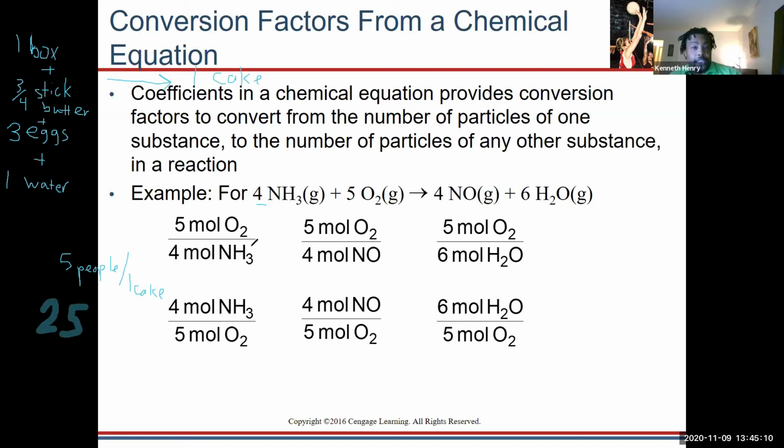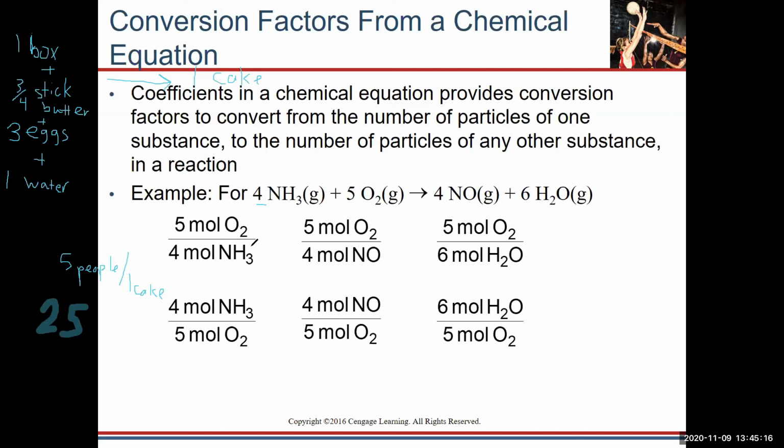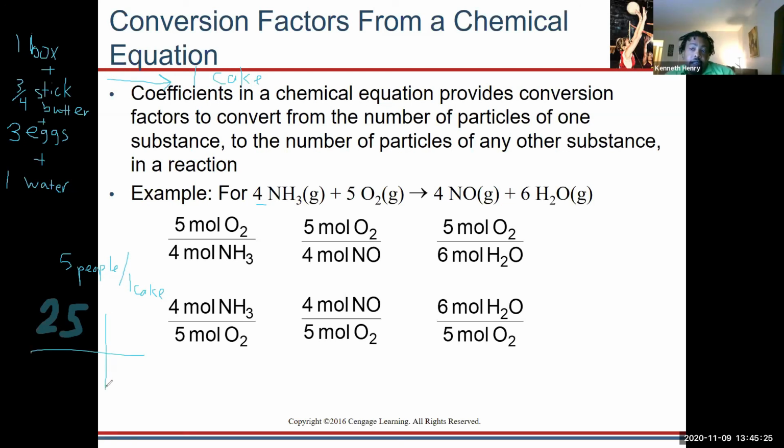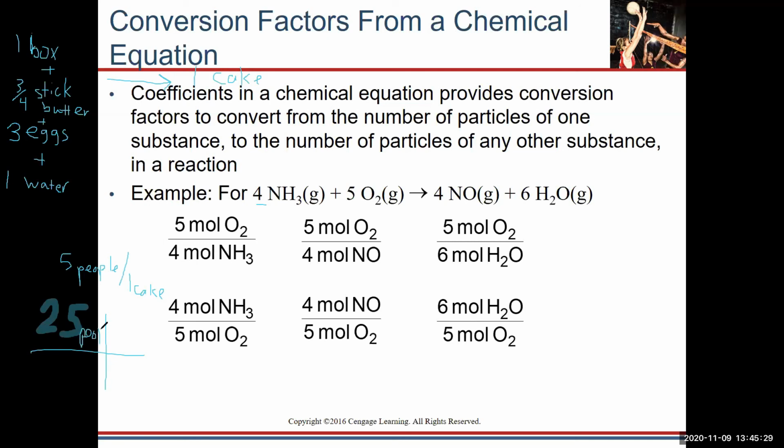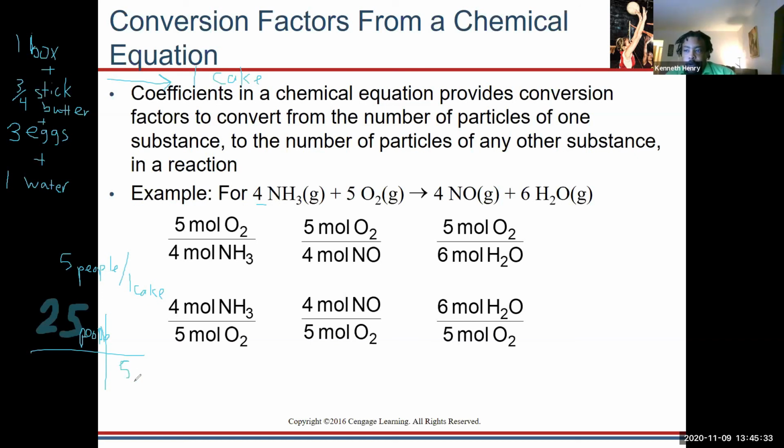So how many cakes am I gonna need? 5 cakes? Five cakes. How did you figure that out? Just 5 times 5 is 25. Okay. There's 5 people for 1 cake, so there's gonna be 25 people. Basically you did dimensional analysis, right? 25 people divided by 5 people per cake.